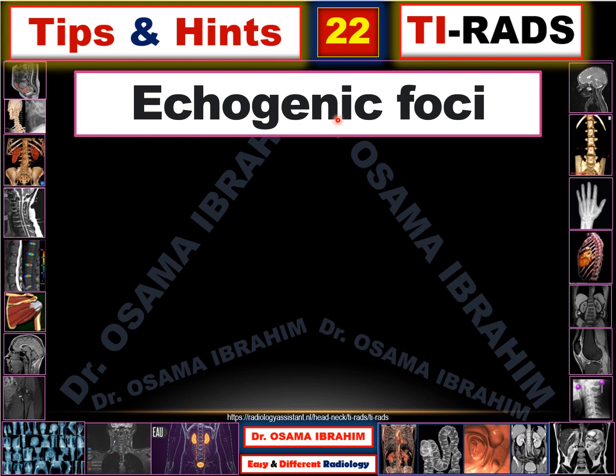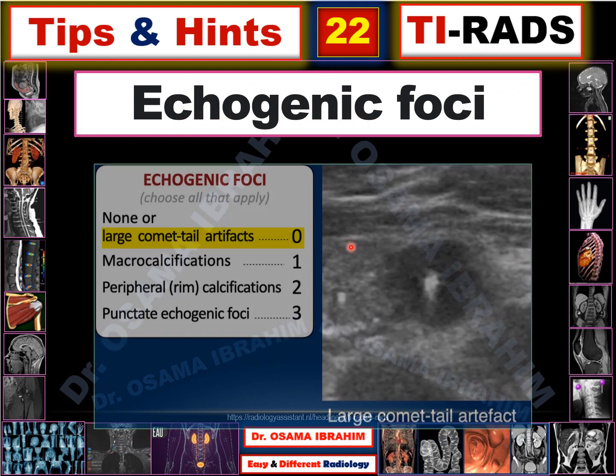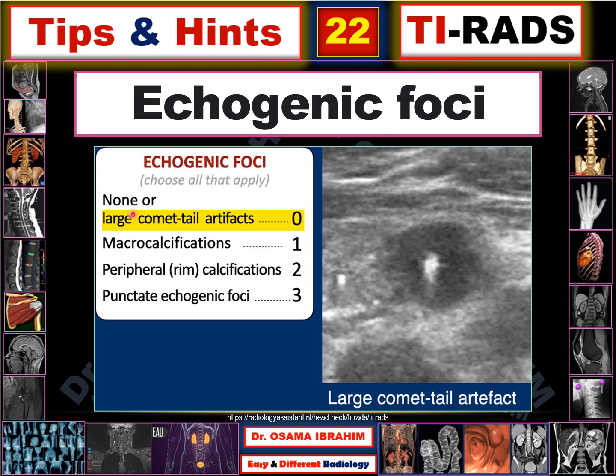The last category which can define the TI-RADS is the echogenic foci. Echogenic foci means the calcifications in the thyroid gland. If there are no calcifications, or if there is a comet tail calcification, a large comet tail artifact, meaning calcification more than 1 millimeter with a tail or shadow, and this echogenic shadow is considered a comet tail, at that time I can classify it as 0 or give it score 0. However, macrocalcifications, which are more than 1 millimeter, take score 1. Peripheral rim calcification takes score 2. Punctate echogenic calcifications, which have a diameter less than 1 millimeter, can take score 3. So it is 0, 1, 2, 3 according to this description of the calcification. In this one there is a large comet tail calcification, so it will take score 0.